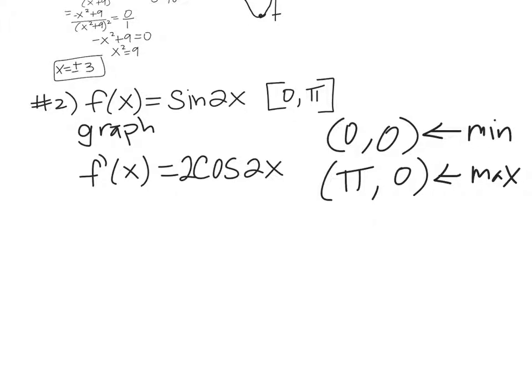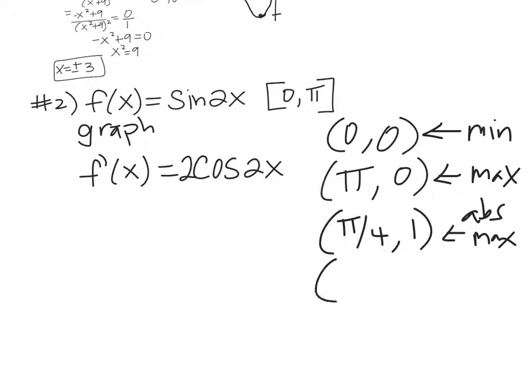Pi over 4. Let's see. Trace. Let's go pi over 4. Hit enter. There we are at 1. Pi over 4, 3 pi over 4. Good. So at pi over 4, you hit 1. That is an absolute max of the graph on this interval. And then 3 pi over 4 is -1, which is an absolute min.